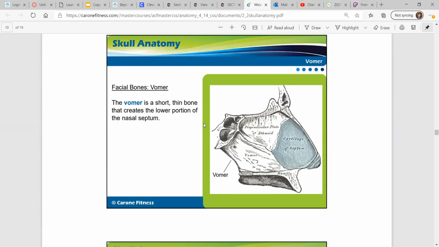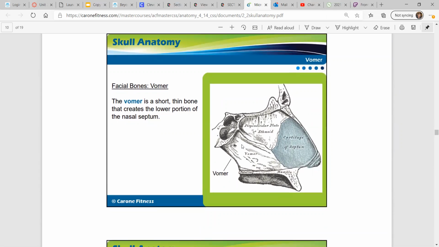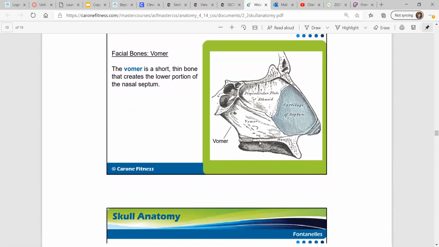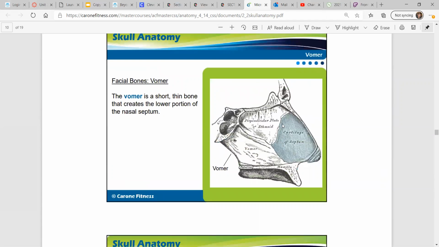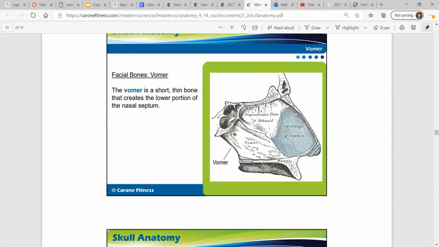The vomer is a short, thin bone that creates the lower portion of the nasal septum. Vomer. It's an interesting name for a bone. You can kind of see the shape of the nose here.